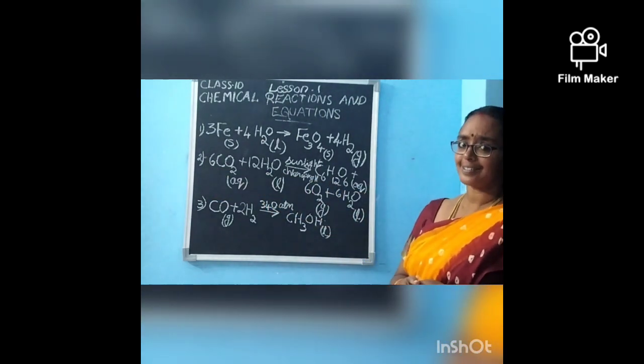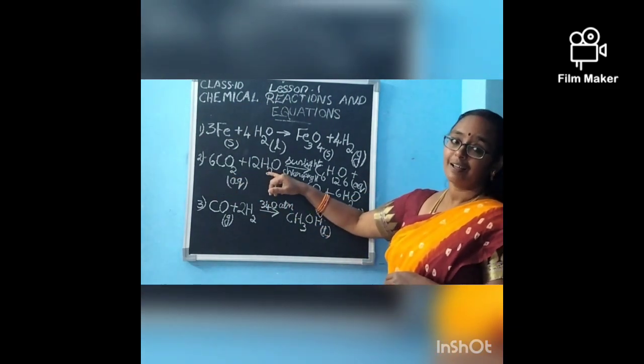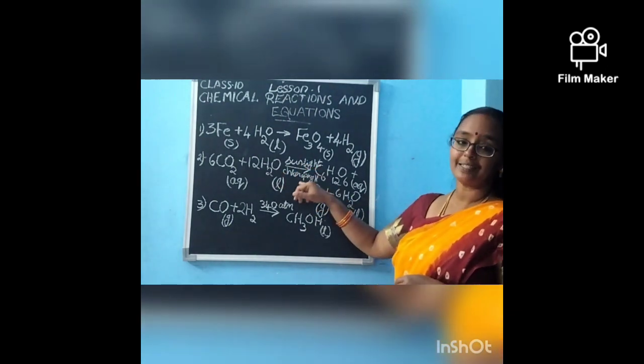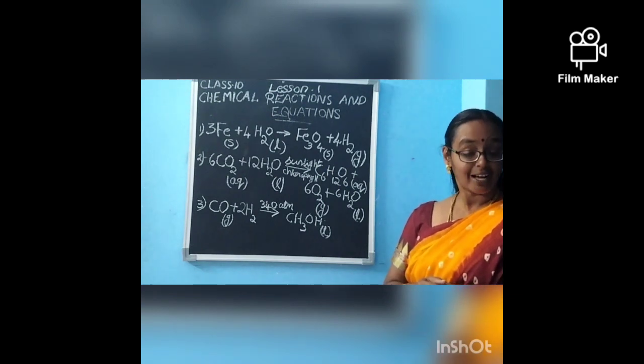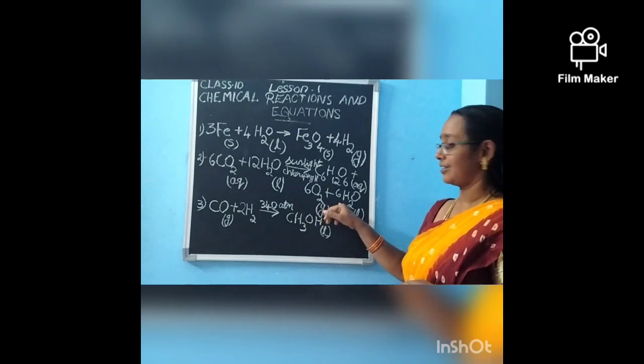Here, you are familiar with this reaction from 6th standard itself. Do you remember what it is? Carbon dioxide reacts along with water in the presence of sunlight and chlorophyll. What will be formed? Carbohydrate will be formed along with oxygen and water.